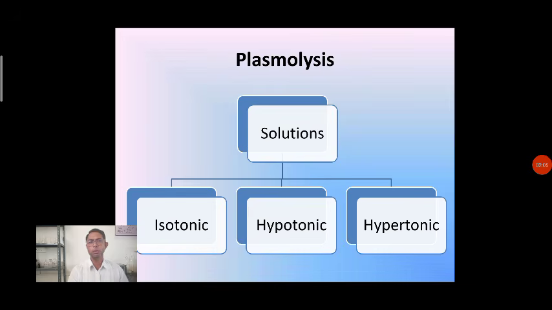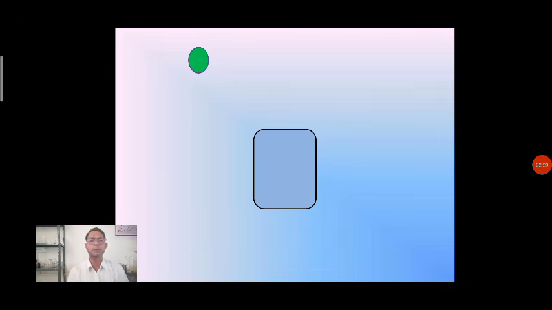Depending on the availability of solution, there are three different conditions that we call isotonic solution, hypotonic solution, and hypertonic solution. These are the three different solutions, based on or related to the pH.